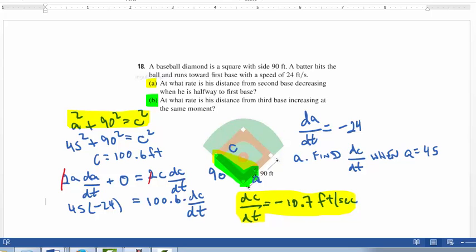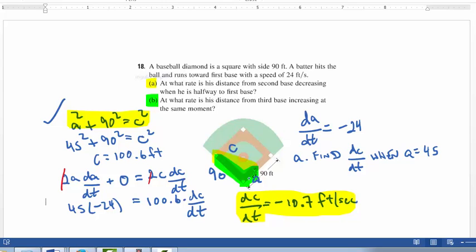My relationship here would still be the same Pythagorean theorem, right? It would still be a squared plus 90 squared equals c squared. So I'd still have this same Pythagorean theorem. The only difference is now my dA/dt, look at my A now. My A is no longer the distance from him to first. My A is the distance from home to him. So in this case, A is getting bigger.